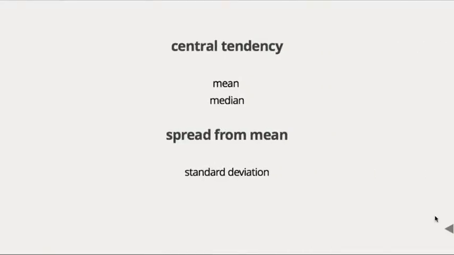So to summarize, the mean and median are measures of the central tendency of a distribution, but the median is a more robust measure of the center than the mean. And also, the standard deviation is a measure of the spread from the mean, and not a measure of how flat a distribution is.